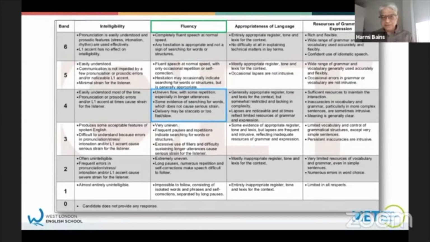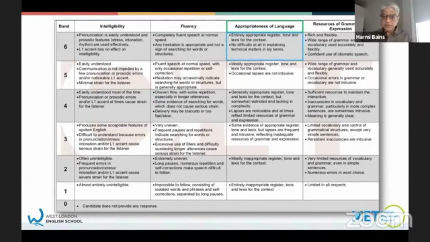And if we drop down to band 4, you can see here now it says uneven flow with some repetition, especially in long utterances. Uneven flow, so it's kind of like staggered now. You're not speaking fluently. The second bullet point says some evidence of searching for words. So they can see now that you're actually trying to translate, you're not sure what to say, and it kind of suggests you don't have enough vocabulary as well. Okay, so fluency is really important. Fine to pause, but try not to spend too much time pausing. It's perfectly natural to do that. The problem, I think, is really when you start to translate and you're searching for words as you translate, because that really interrupts your fluency.